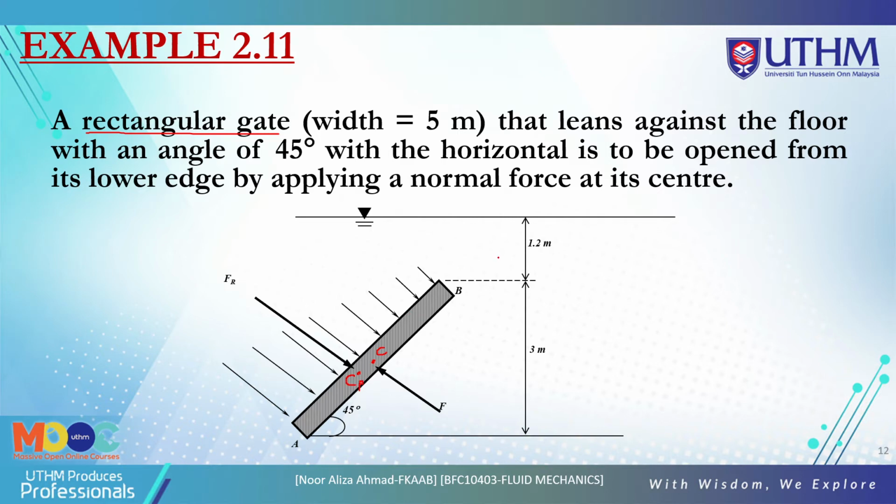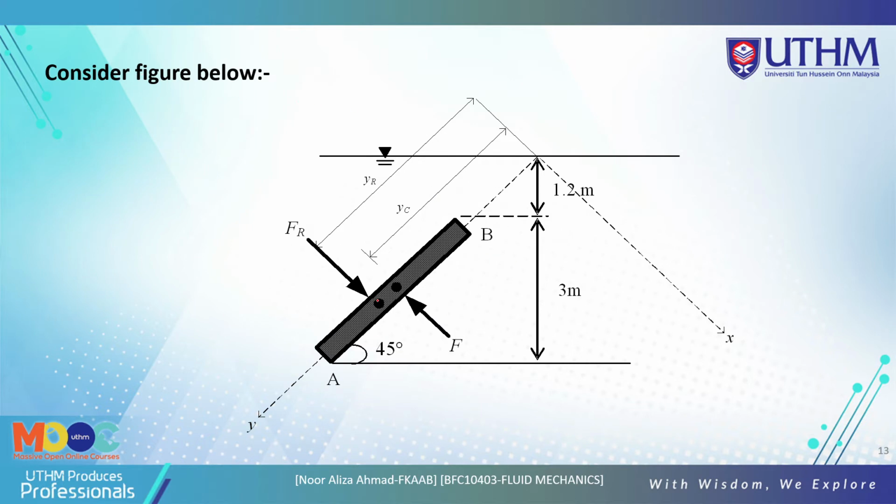Okay, now we look at the solution. Consider the figure below. We extend the surface with a dotted line until the surface, and we put that as 0. This line is the YC, at the center of the plane surface, and YR is the distance from the surface to the hydrostatic force. So we get the YR here.